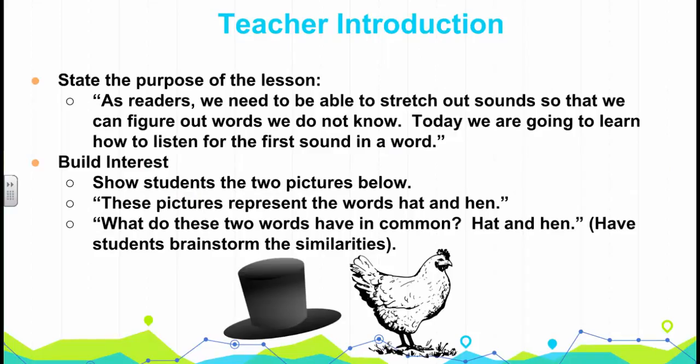Introduce the lesson by setting the purpose and engaging students. For example, begin with, "As readers, we need to be able to stretch out sounds so that we can figure out words we do not know. Today we are going to learn how to listen for the first sound in a word." Next, build interest by showing students the pictures of a hat and a hen. Tell the students the names of the pictures and ask students to comment on what is similar about the words. If possible, guide students to the realization that they both begin with the same sound. The purpose of this is to begin the thought process of isolating certain sounds.